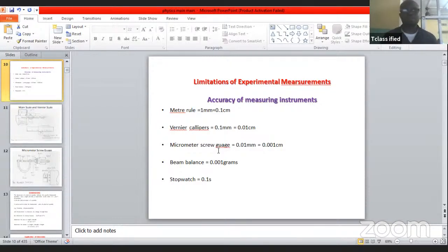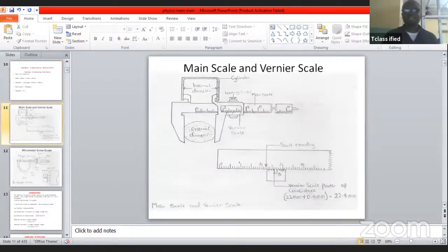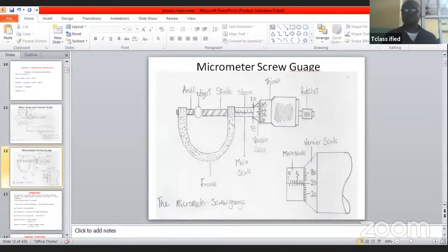If you want to measure mass, what instrument can you use? You can use the beam balance. And if you want to measure time, you can use the what? Stopwatch. And these are their various accuracies. For meter rule, it is 1 millimeter, for vernier caliper, 0.1 millimeter, for micrometer screw gauge, 0.01 millimeter. The accuracy for the beam balance is 0.01 gram, and for stopwatch is 0.1 seconds. Okay. So with that, I believe we are good now.